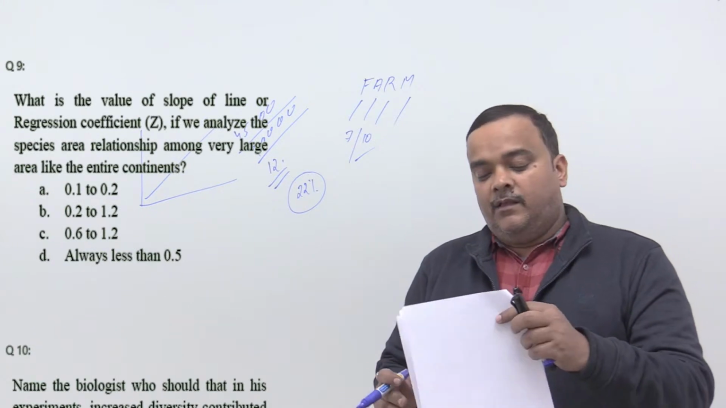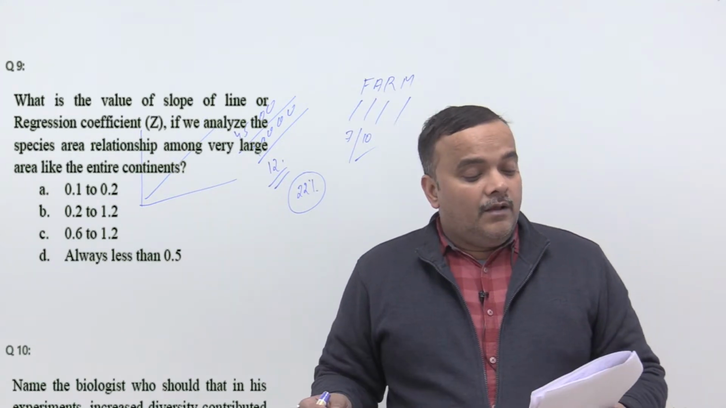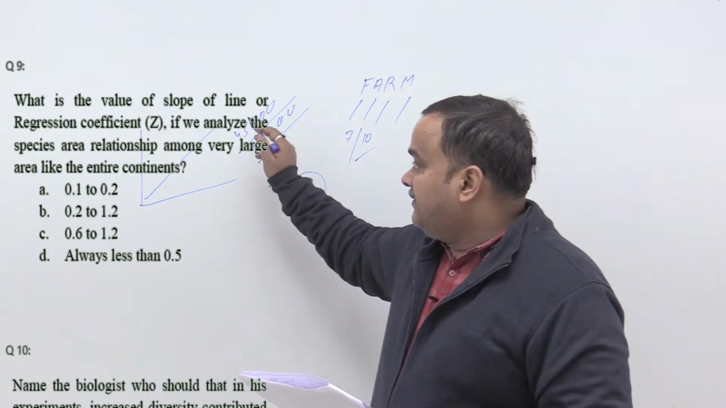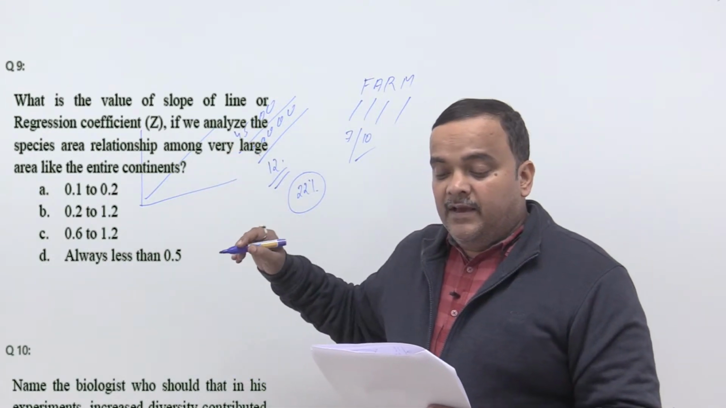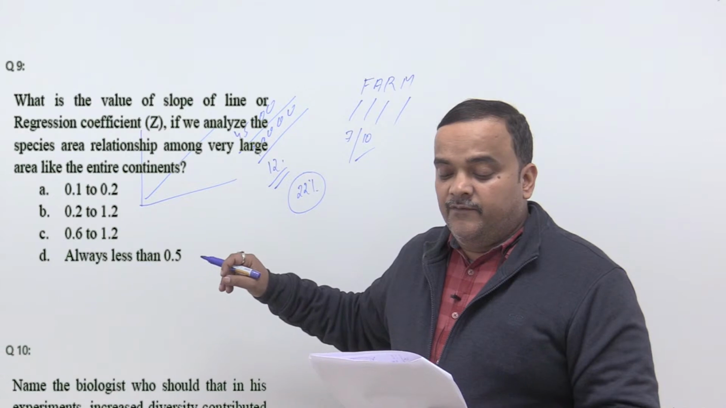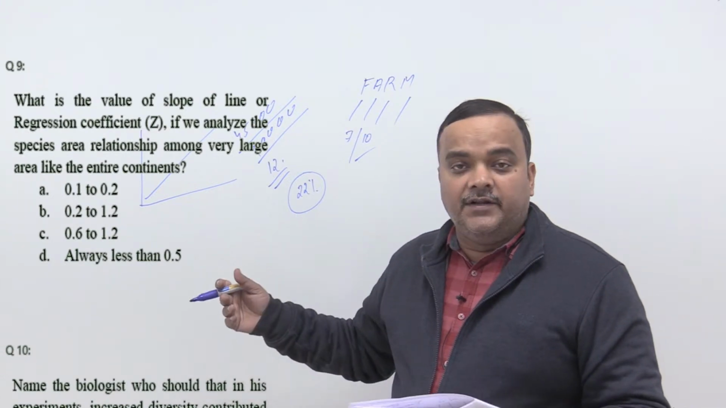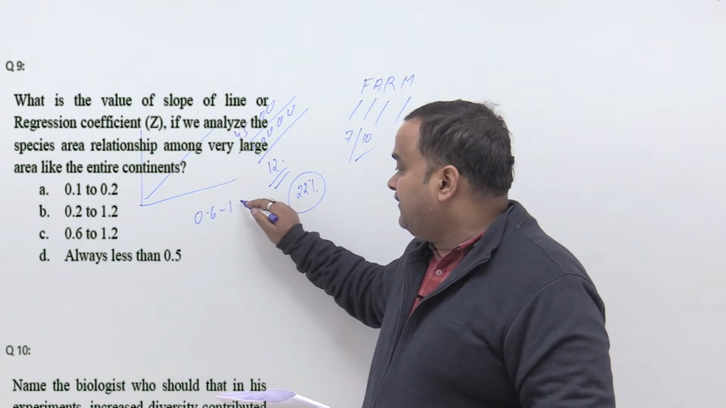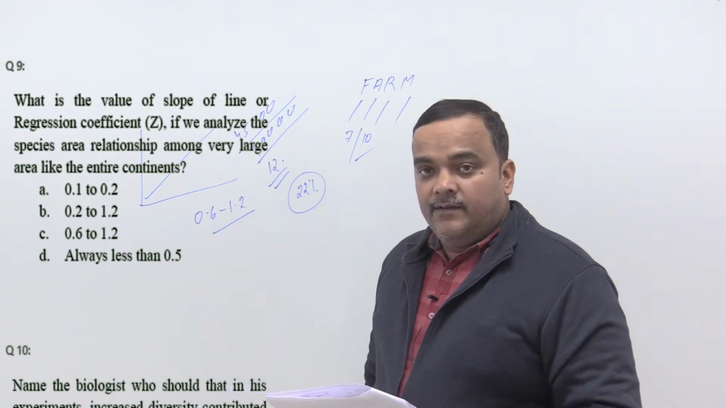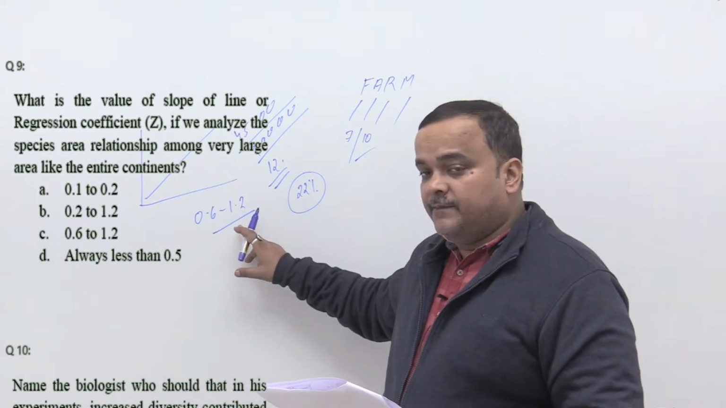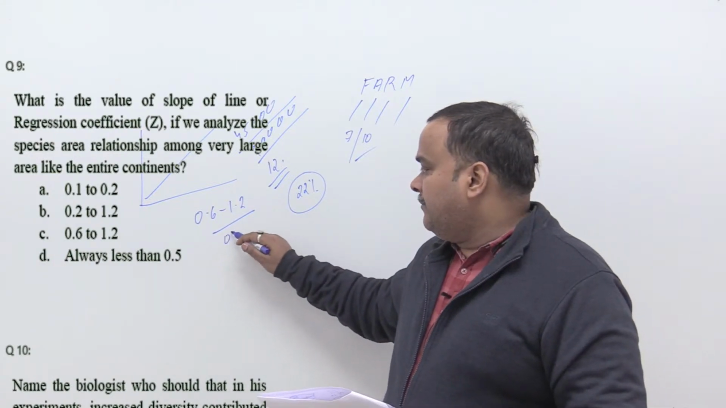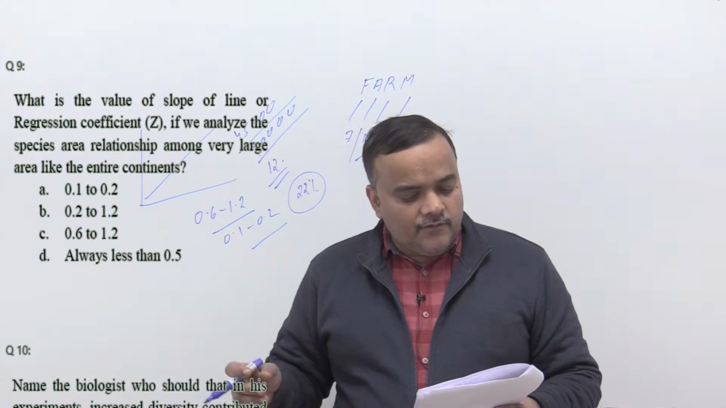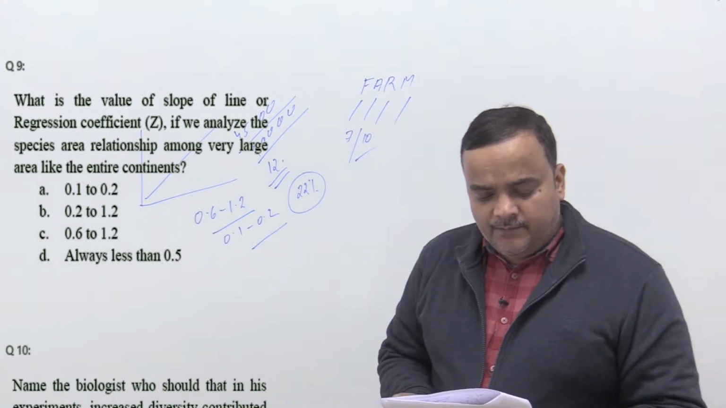Next question. What is the value of the slope of the line, or the regression coefficient Z? If we analyze the species-area relationship among very large areas, like an entire continent, this value lies between 0.6 to 1.2. And for a small area, it is something between 0.1 to 0.2. So the answer will be C, 0.6 to 1.2.